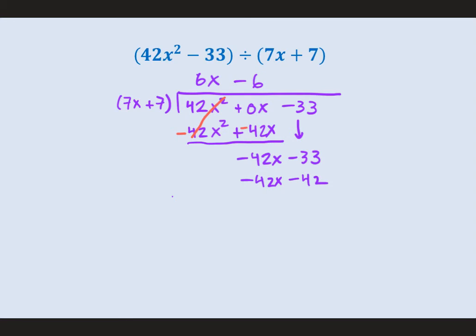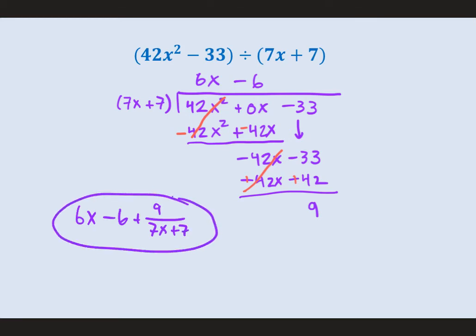Since they're already negatives, we're now going to make them positives. Okay, we make them positives. That means that the negative 42x and the positive 42x will now cancel. Draw your little line and subtract 42 minus 33. That's going to be 9, I believe. All right, nothing else gets dropped down. There's nothing else here to drop down, so that means this piece right here is my remainder. So I'll go ahead and I'll write my final answer as 6x minus 6 plus a remainder of 9 over 7x plus 7.